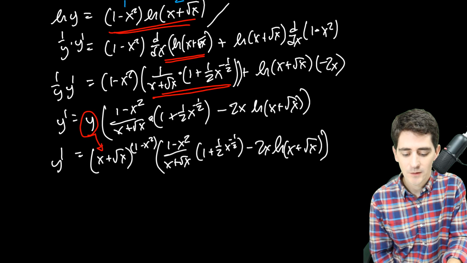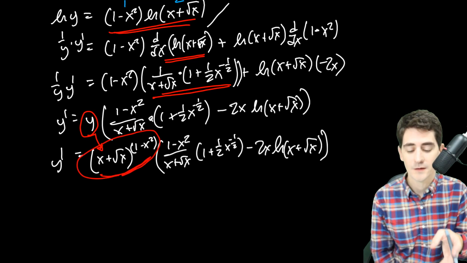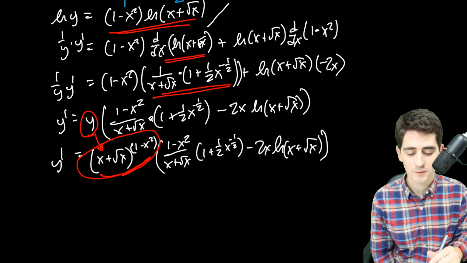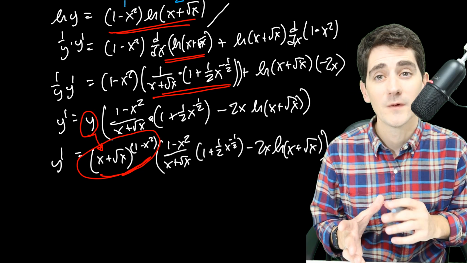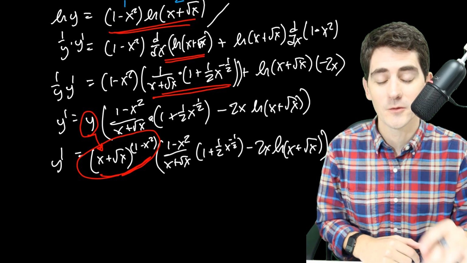We actually need to replace y as an expression of x, which is this x plus square root of x to the 1 minus x squared power. Make sure you include that. Other than that, we kind of just rinse, wash, and repeat. If you have questions, let me know. Let's look at another one though.